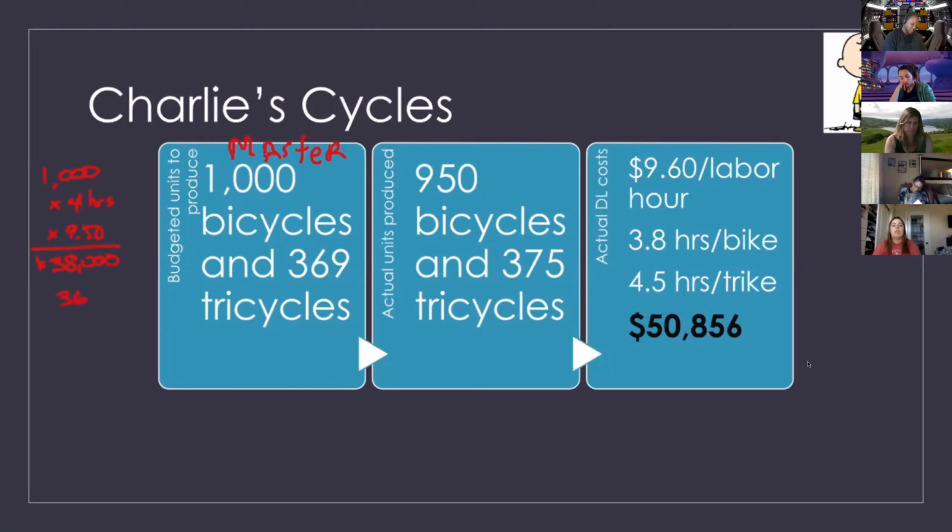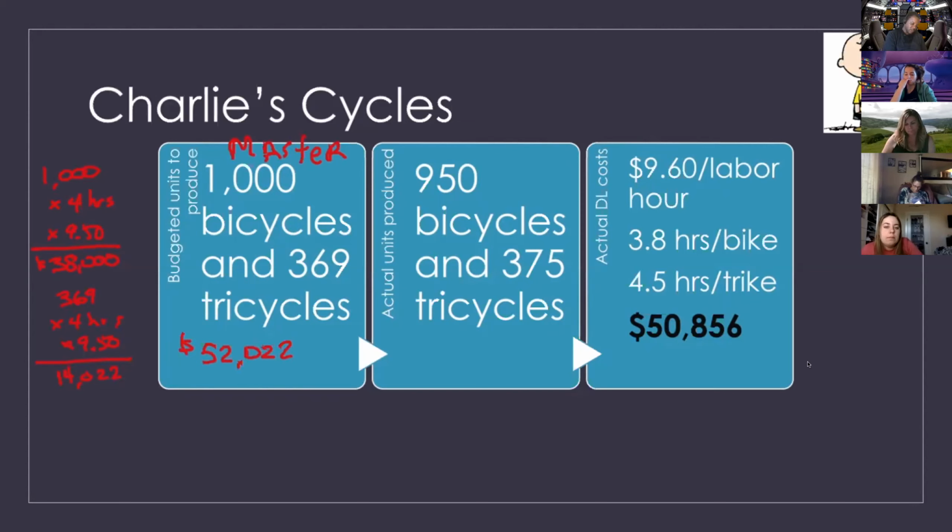Tricycles: 369 times 4 hours times $9.50 per hour. That is $14,022. If we add those up, that gives us a master budget of $52,022. So this is what would have been in our master budget.